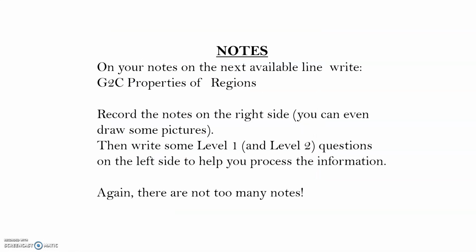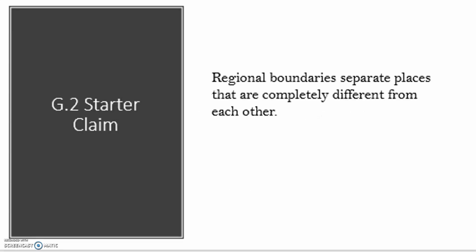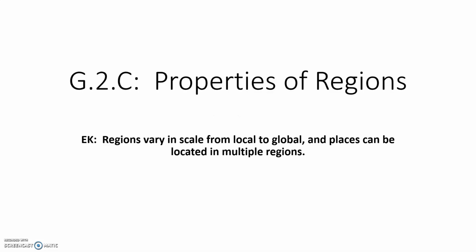On your notes, on the next available line, please write G2C, properties of regions. Same thing, we're going to write our notes on the right, write a few questions to help us make sure we understand it. All of this is going to be useful to you. So let's get going. Our starter claim is that regional boundaries separate places that are completely different from each other. Sometimes true, not always true. That's our job, to figure out which of these sources support or challenge.